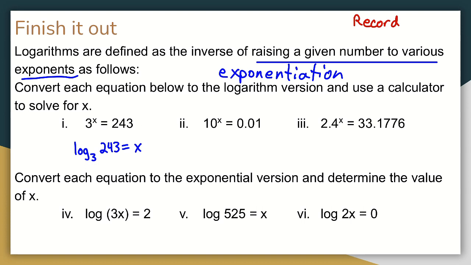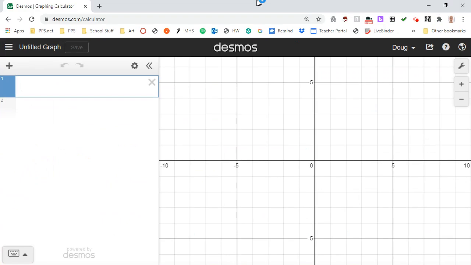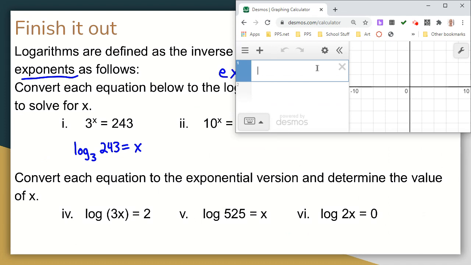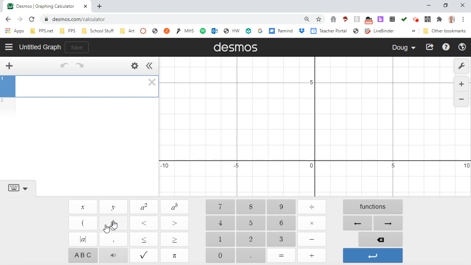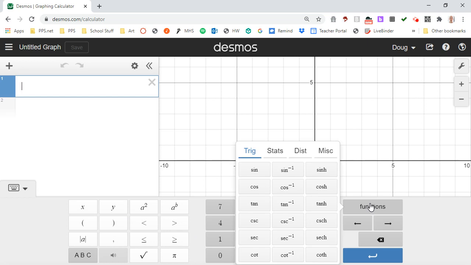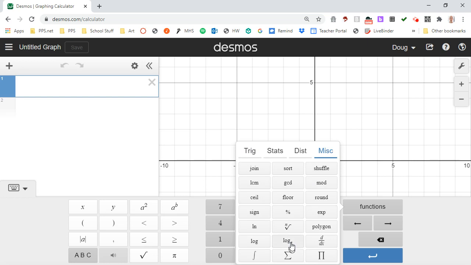I'm going to bring up the Desmos graphing calculator. And it needs to be the graphing calculator here because the regular calculator doesn't have the nice exponential, the logarithmic option. So the Desmos graphing calculator has this keyboard down here. And when I click on it, it doesn't give me logarithms anywhere. So I need to click on functions, and I still don't see logarithms anywhere. I need to go to miscellaneous. And then here's logarithm base A. Notice this one doesn't have a base. It's just log.